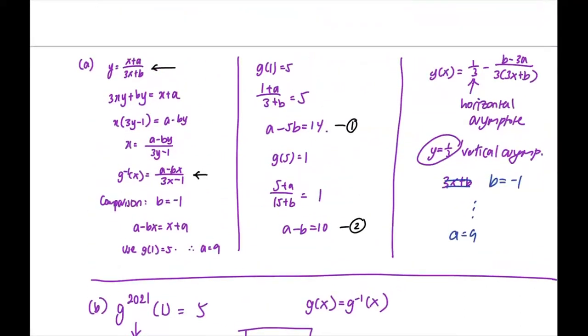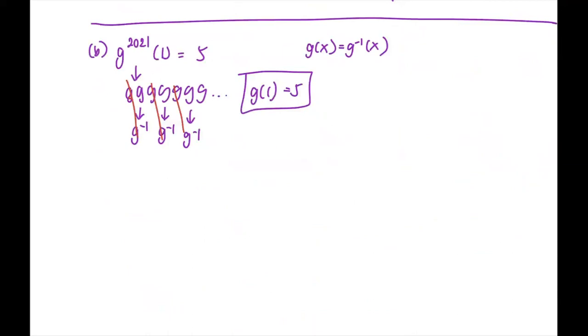Oh, okay, for the second one, someone asked why is this true? Because self-inverse. That's the reason why. Because if 1 maps to 5, 5 also maps back to 1 if it's an inverse. That's the reason why.